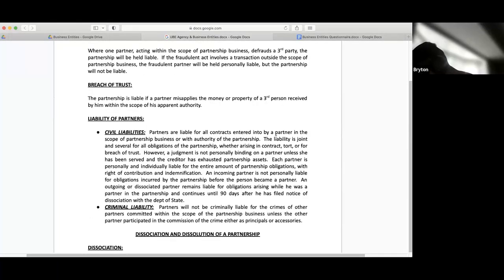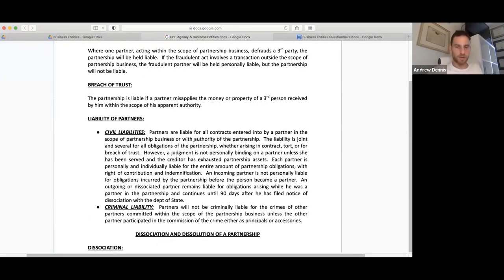Civil liability. The liability is joint and several for all obligations of the partnership, whether arising in contract, tort, or for breach of trust. However, a judgment is not personally binding on a partner unless she's been served and the creditor has exhausted partnership assets. Each partner is personally and individually liable for the entire amount of partnership obligations, with rights of contribution and indemnification. An incoming partner is not personally liable for obligations incurred by a partnership before the person became a partner. An outgoing or associate partner remains liable for obligations arising while he was a partner, and continues until 90 days after he's filed notice of dissociation within the partner state.